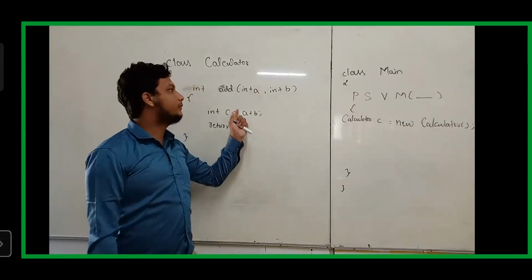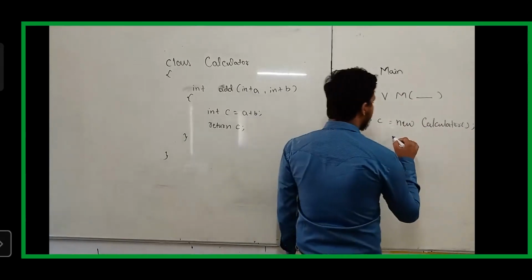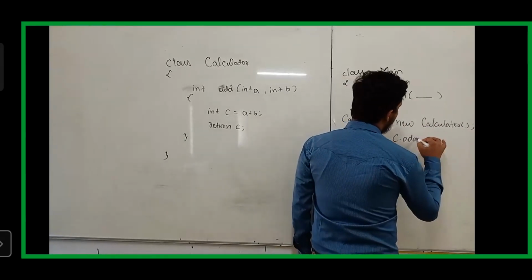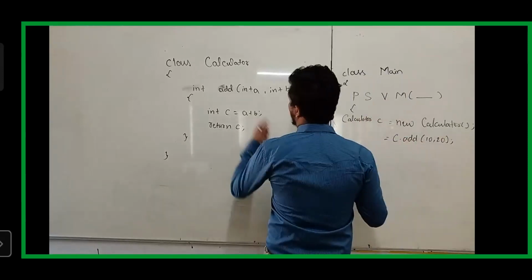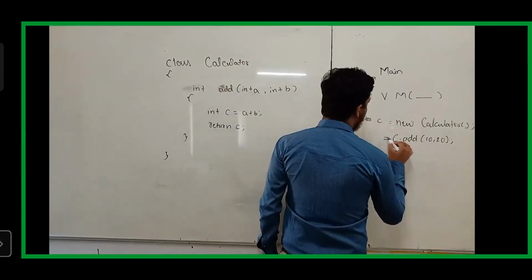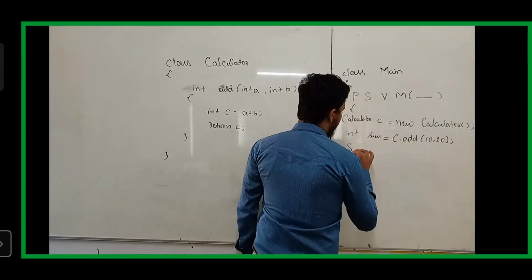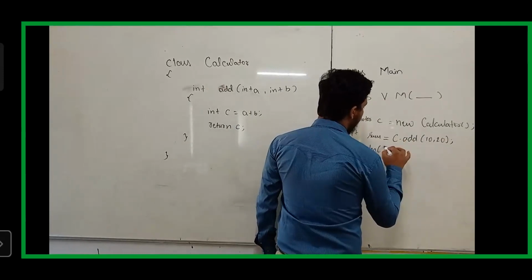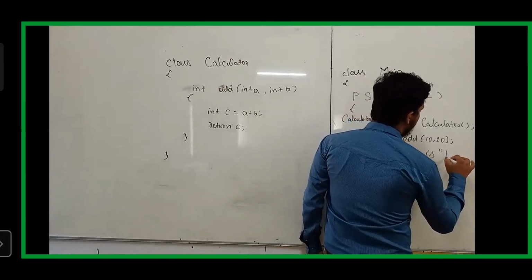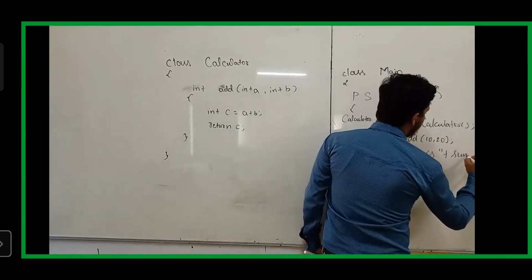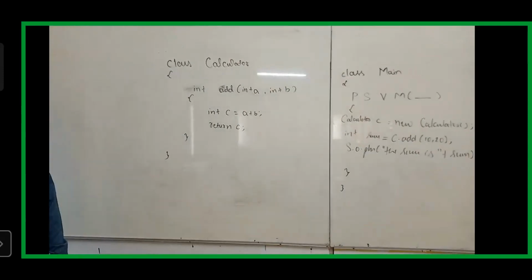Now I need to call this particular method, but while calling, parameters are required. I'll write c dot add method, give it 10, 20, and whatever it is returning, I'll collect inside a variable called sum. I'll declare this sum as type integer. I'll write System.out.println, the sum is, and then sum. This is what you people have also written.